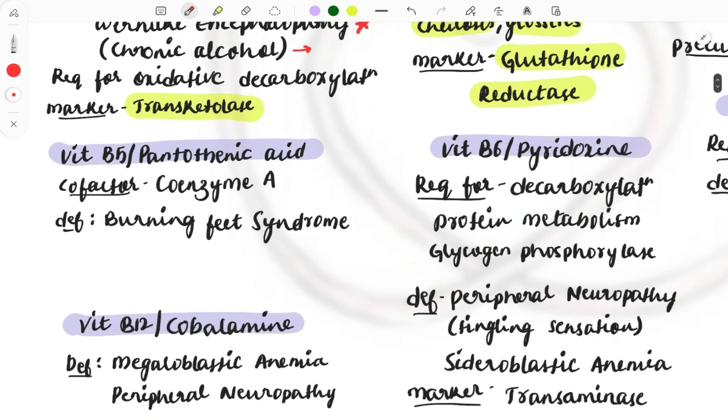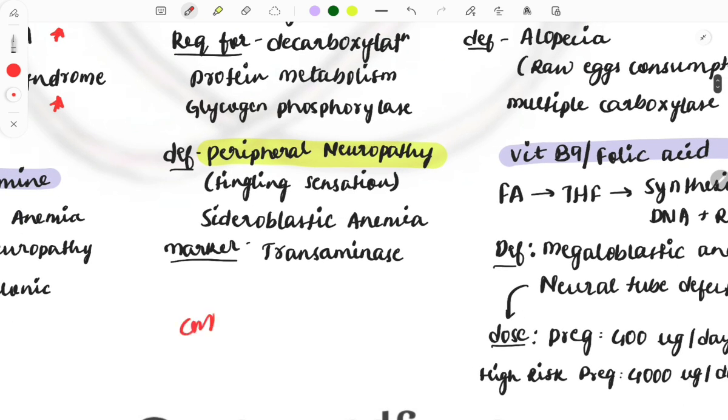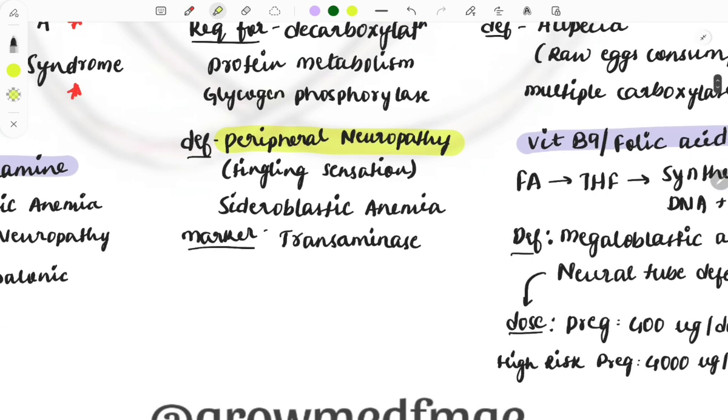Then B5, not that important, just remember that it is a cofactor for the coenzyme A and it causes burning feet syndrome. Then for B6, the important thing from B6 is peripheral neuropathy, because it will be causing tingling sensation, and a clinical case was described that a patient with so and so symptoms and he had peripheral neuropathy, which vitamin will be deficient in the patient, so it was vitamin B6.